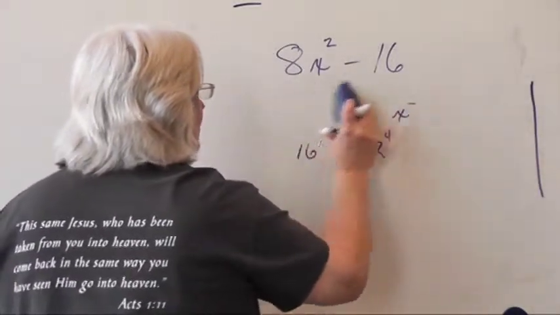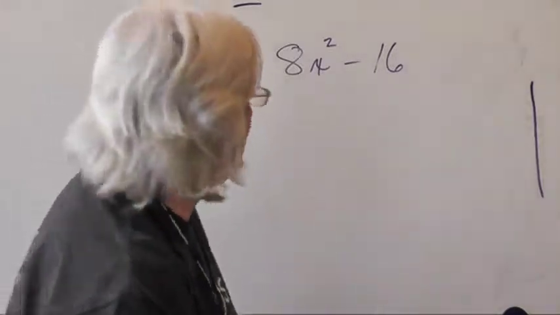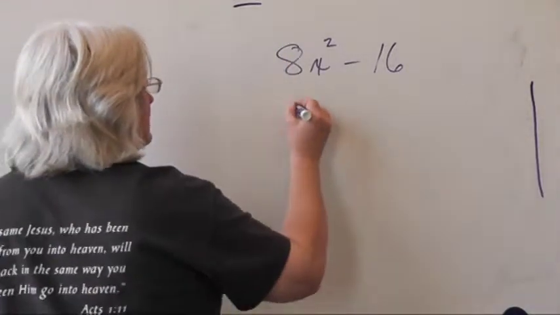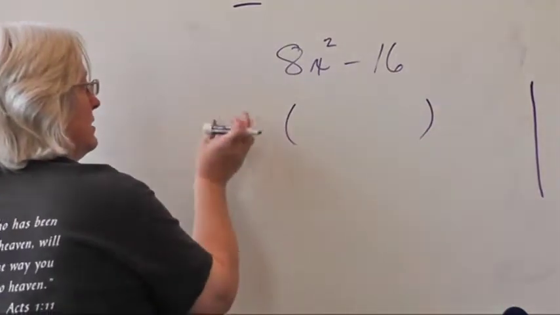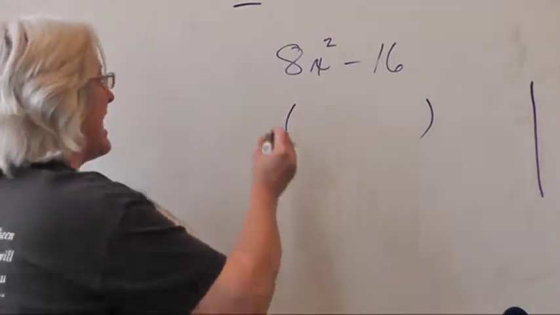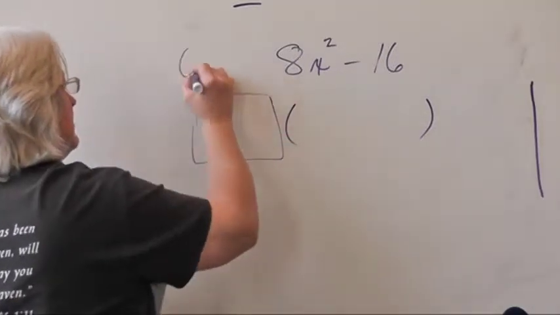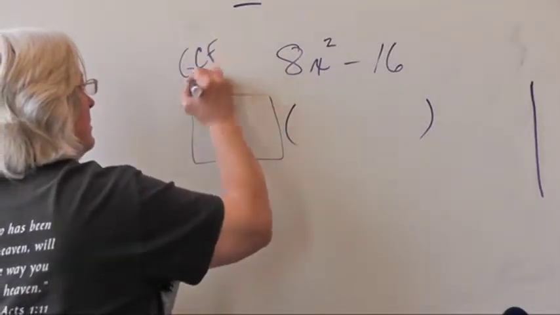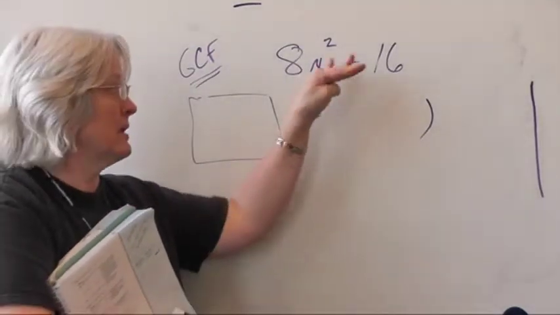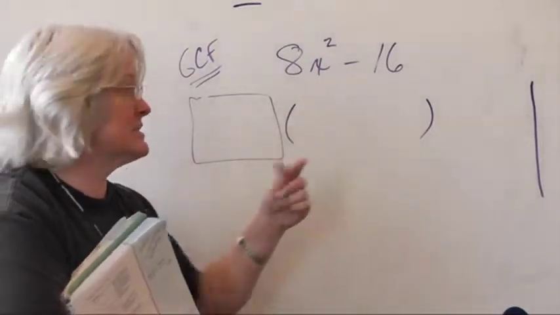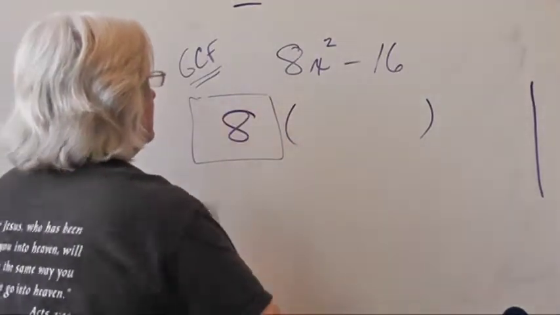We're going to factor out. We're doing the distributive property in reverse. So if we're doing the distributive property in reverse, we have something inside, and this outside area right here is going to be your greatest common factor. Your greatest common factor goes in the square. That work that we just did said that our greatest common factor was an 8.